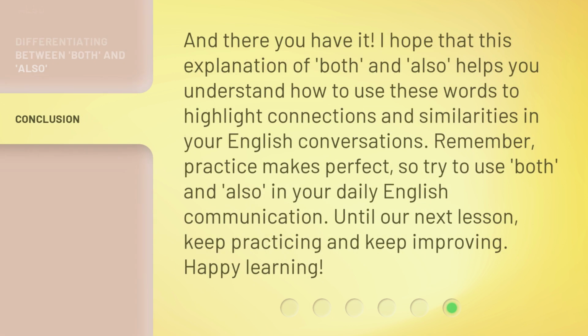And there you have it. I hope that this explanation of both and also helps you understand how to use these words to highlight connections and similarities in your English conversations. Remember, practice makes perfect, so try to use both and also in your daily English communication.